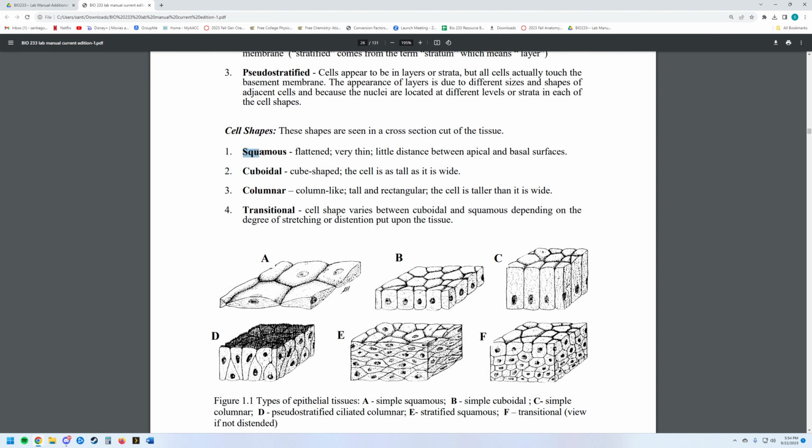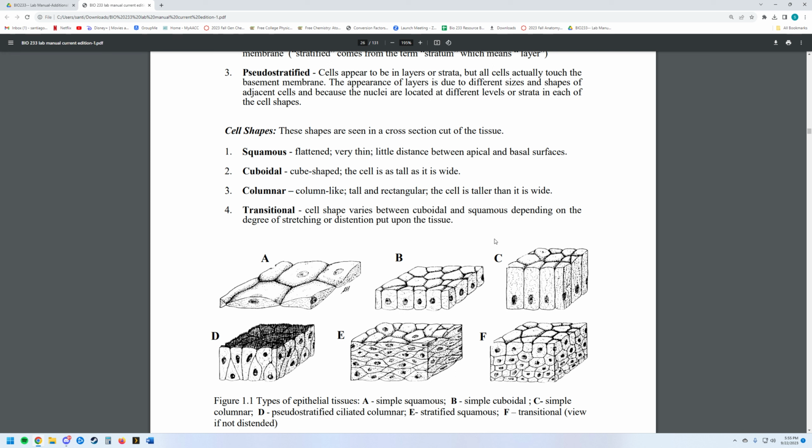The shape of it, squamous, that's what we went over in class, where it kind of looks like a fried egg from the side. It's very flat. Maybe it has a little hump nucleus inside. There's little distance between the apical and basal surfaces. Again, that's all part of diffusion. Less cytoplasm to go through. Cuboidal is the cube shape. It's as tall as it is wide. Columnar obviously looks like a column.